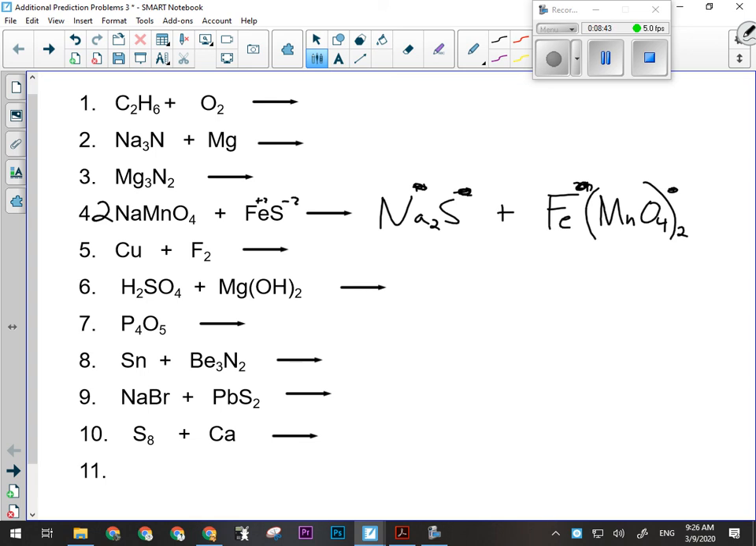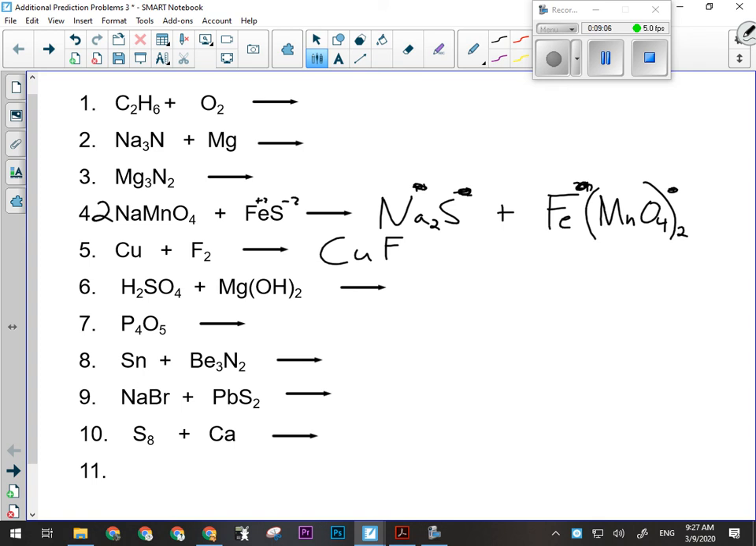So question number 5, I've got copper as an element reacting with fluorine as an element. All right, so what kind of reaction starts with 2 elements? Synthesis reaction. Okay, so in a synthesis reaction, all I do is combine them. This is a metal, so I have to write it first. And it's bonding to a non-metal, so I write that second.